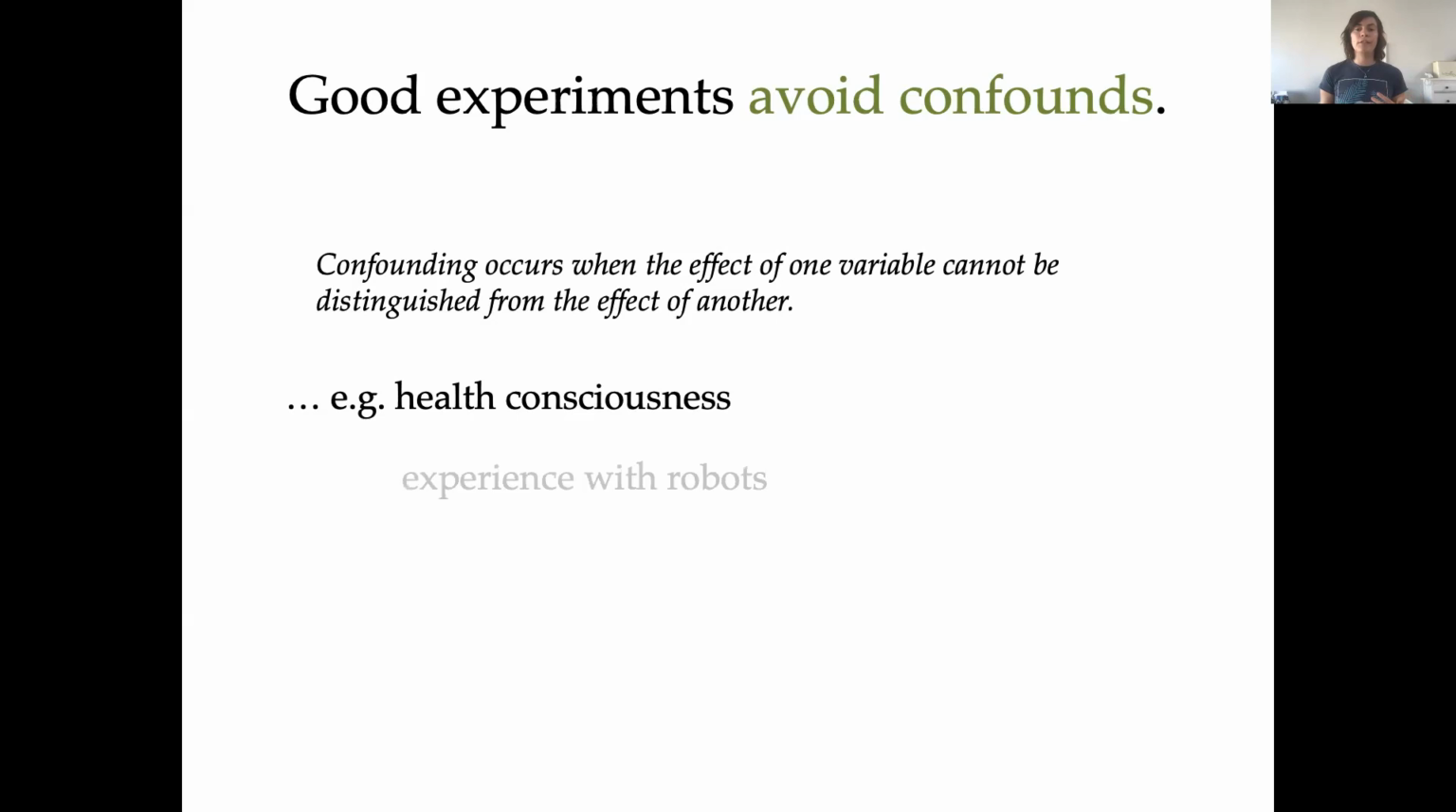So in user studies, we might worry, for instance, about properties of the population that is getting these treatments. So we might end up with a confound that's experience with robots. If in one condition we end up with a set of participants that have much higher exposure to robots, and therefore they're more comfortable around it, that's going to affect the data. So that's going to be a confound.